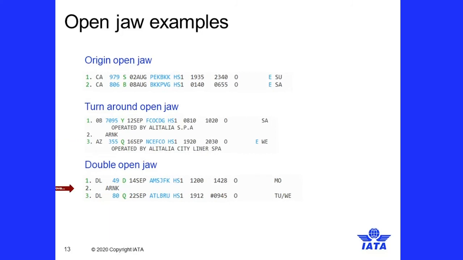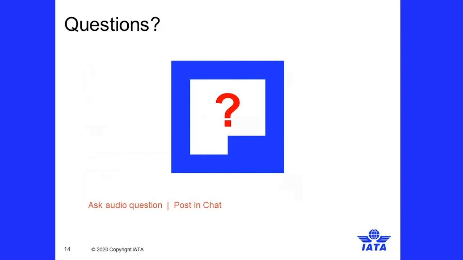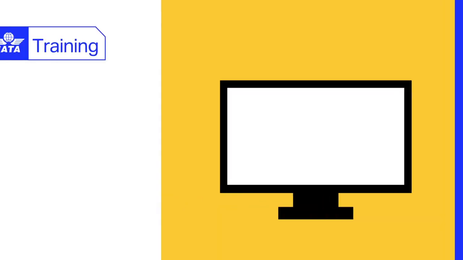And double open jaw is when both the origin and the point of turnaround are different. So Amsterdam to New York, Atlanta to Brussels. Both the origin and the point of turnaround are not the same. This is just a short introduction to the pricing unit system that we are going to use. In this course, we will cover one-way, round, and circle trips. And of course, for this course, we will use normal fares. More about normal fares is coming now.